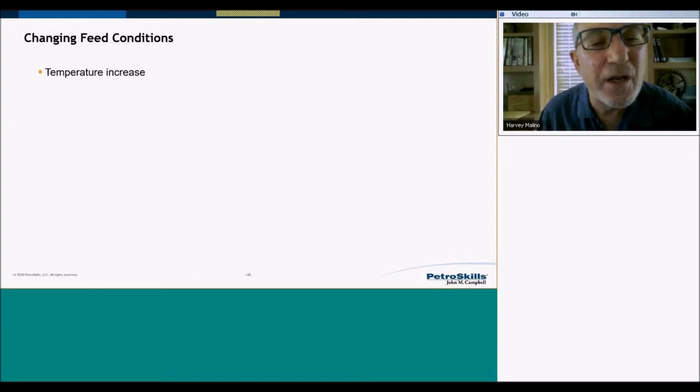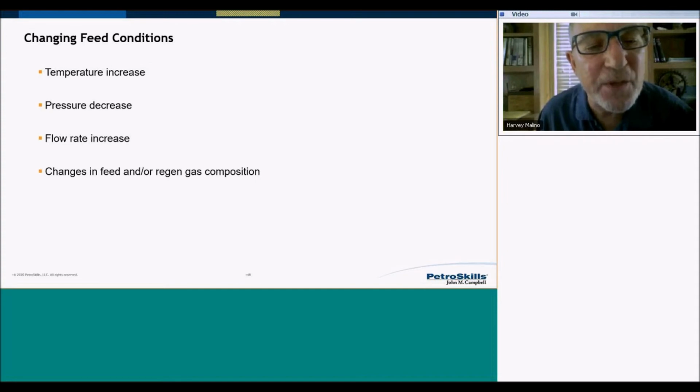Changing feed conditions: temperature increases, pressure increases, flow rate increases. It all means you're going to have more water going into the system that may not have been designed for this increased water load. You also have to be concerned about changes in feed or regeneration gas composition. Sometimes you get oxygen, you get hydrogen sulfide, where you didn't plan for it. You get methanol, and you have 4A, and you didn't plan for it. These things can adversely affect the operation of your unit.